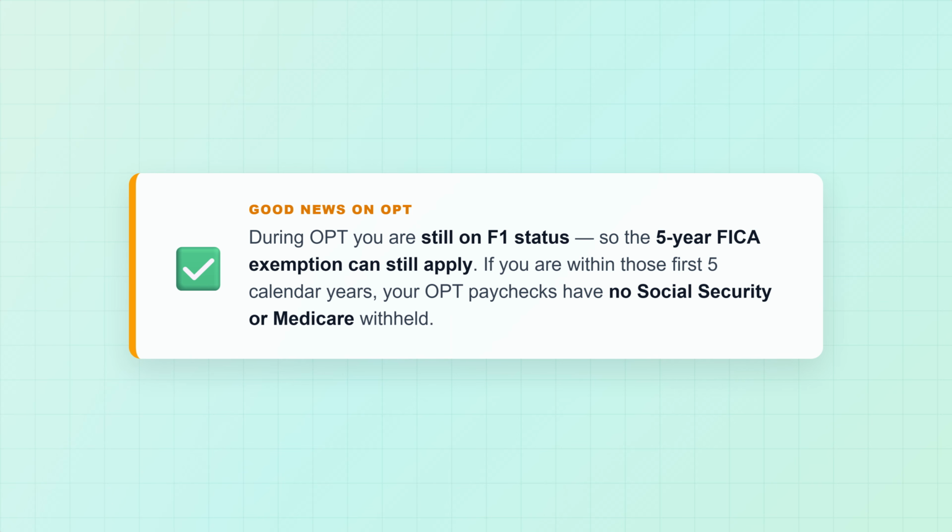And here is the good news about OPT and taxes. During OPT, you are still on F1 status, so the 5-year FICA exemption can still apply. If you are within those first 5 calendar years, your OPT paychecks have no Social Security and no Medicare withheld. That makes your take-home pay noticeably higher than a comparable H-1B worker.